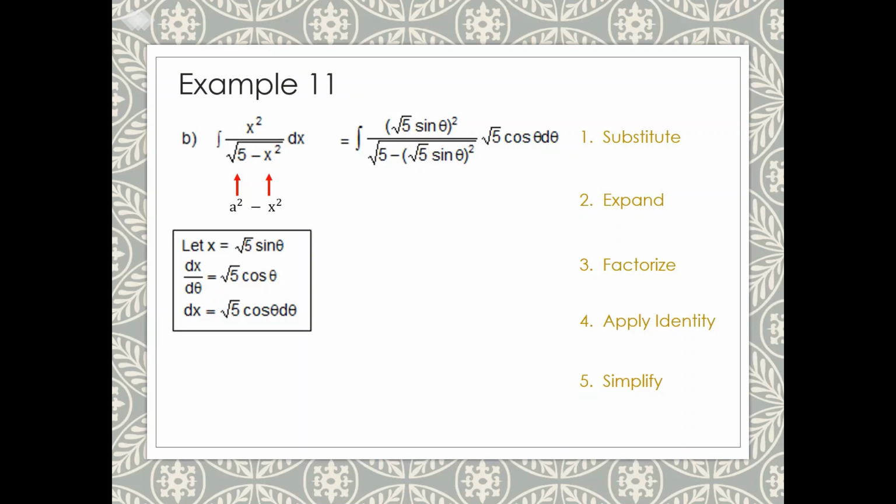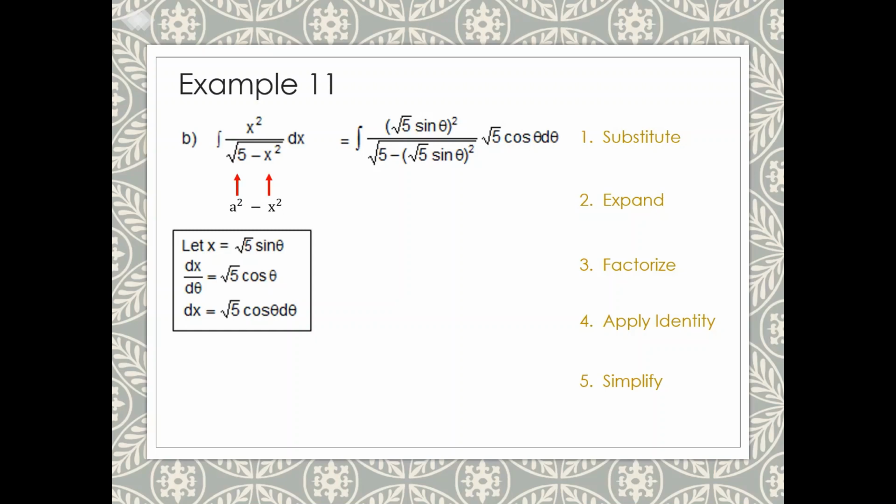Now refer to example 11b. As the expression inside the square root is a square minus x square, we should apply the trigonometric substitution x equal to a sine theta. Here a square is equal to 5, therefore a is equal to square root 5. Differentiate x equal to square root 5 sine theta, you should get the answer is square root 5 cos theta.